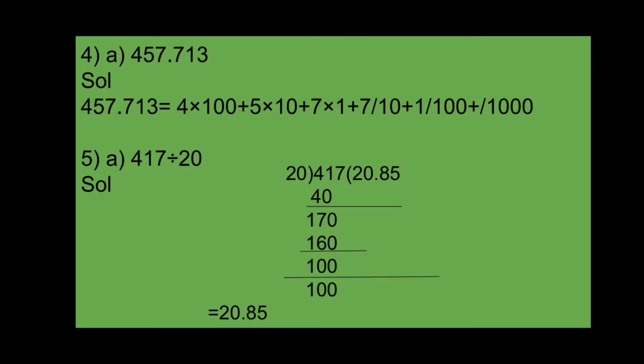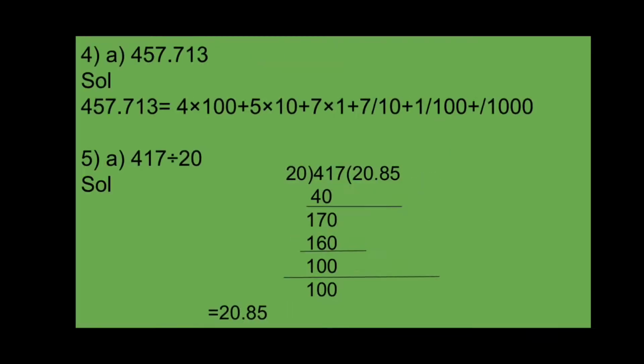Number 5a, 22 is 40 and we have 7 which is not divisible by 2 which is smaller, so we can bring down after adding 0 here. So the final answer you will get is 20.85.